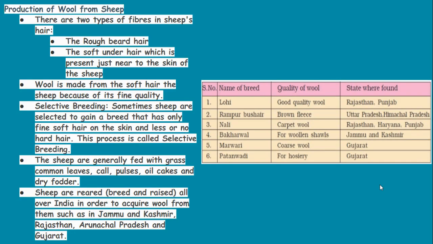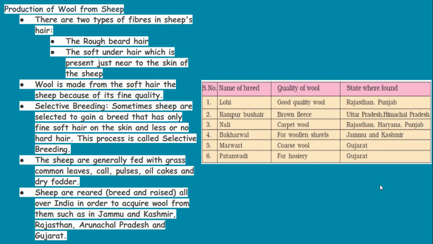Now production of wool from sheep. There are two types of fibers in sheep's hair: the rough beard hair and the soft under hair which is present just near to the skin, which you have learned earlier. Wool is made from the soft hair of the sheep because of its fine quality. Selective breeding. Sometimes sheep are selected to gain a breed that has only fine soft hair on the skin and less or no hard hair. This process is called selective breeding.